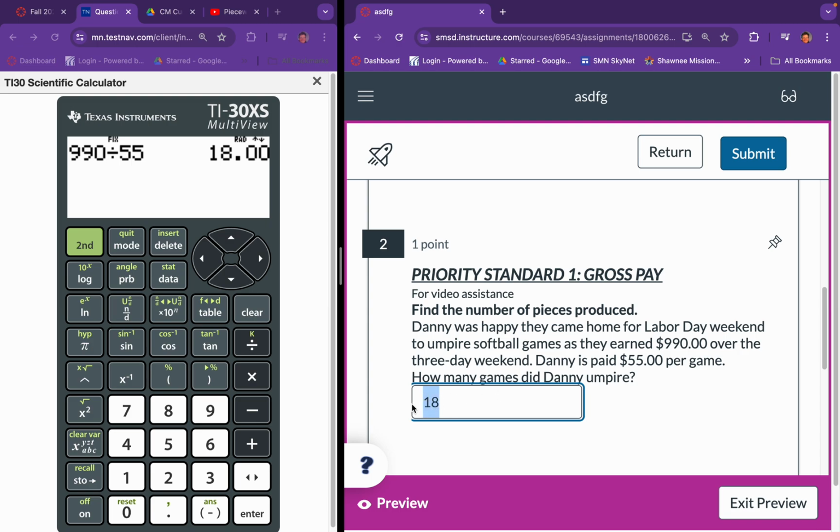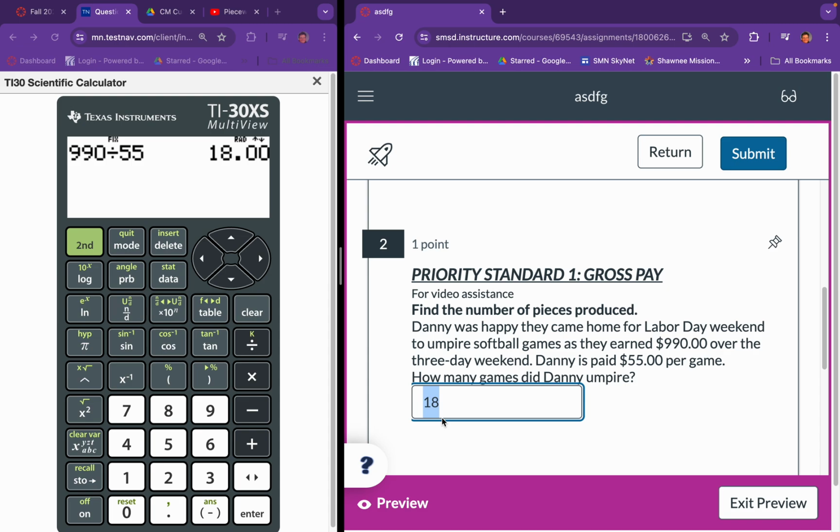Danny did a lot of work for those 3 days, but Danny earned $990. So 990 divided by $55 a game means that Danny did 18 games. And again, there's not a dollar sign on that. You can't umpire part of a softball game. You get paid for the whole game, whether it rains or not, whether it goes 3 innings or 5 innings or 9 innings, you get paid per game.